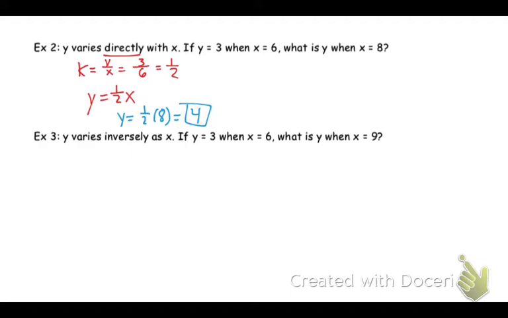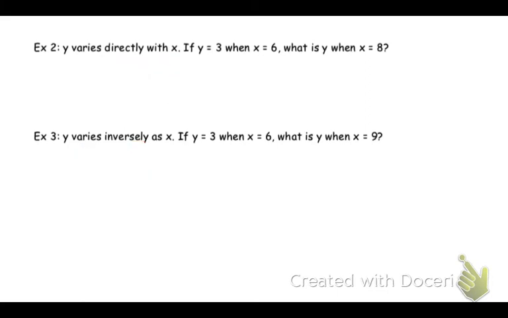All right, and then if y varies inversely, again, let's find our constant first. These are the same x and y values, but my constant this time is x times y. That means my constant here would be 6 times 3, which is 18. My equation also looks different. It would be y equals 18 divided by x. I want to know what y is when x is equal to 9. So again, just plug in 9 for x, and I get that y is equal to 2.